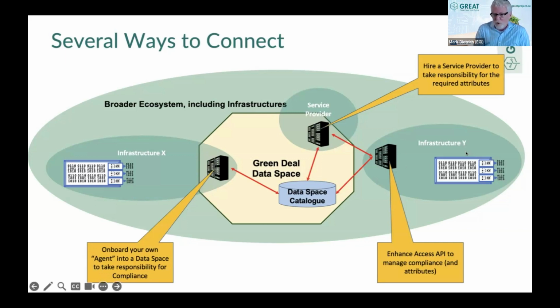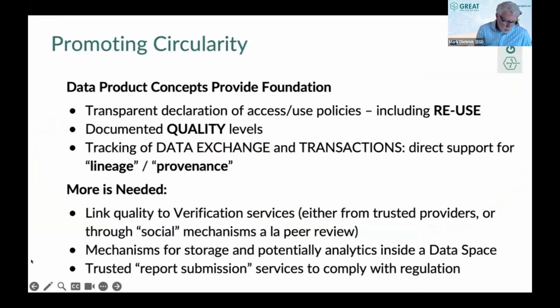If you go to the far right, you have a different version. This is one where instead of trying to onboard or participate directly in the Green Deal data space or a data space, there will be some point inside infrastructure Y that's responsible for handling the API calls into infrastructure Y and responding to that. So we would enhance the Access API to manage compliance and to manage the attributes that are going along with that.